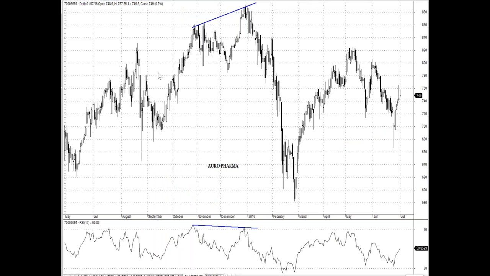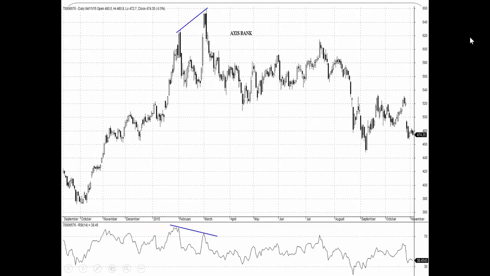So here is Oro Pharma. Market makes a new high. RSI makes a new low. Higher low. A bearish divergence. Axis Bank, same case. New high, higher low.